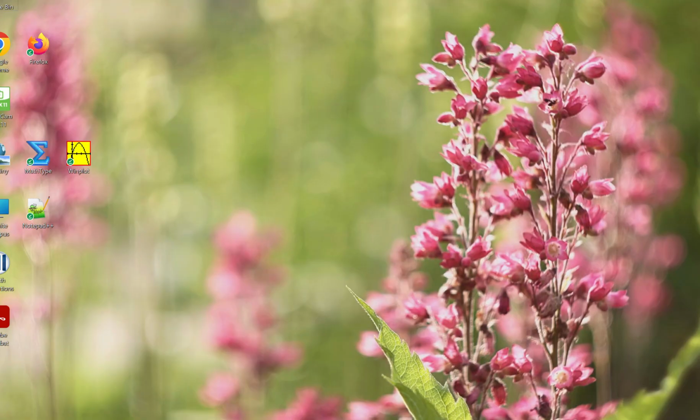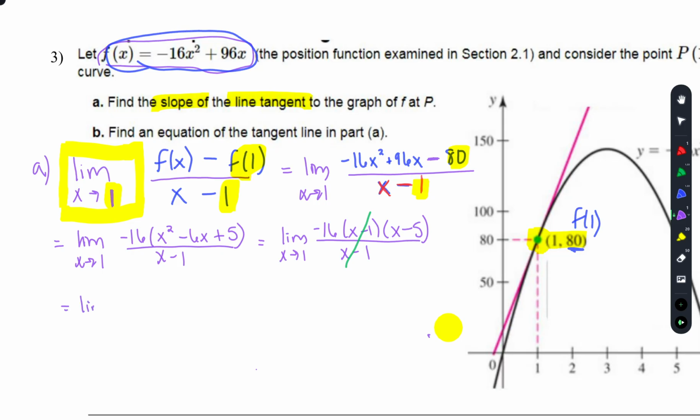And then now you're evaluating the limit as x approaches 1 of negative 16 times x minus 5. And now you can plug it in. So you're going to plug in a 1 into your x once you have it factored. So that was 64. So that's the slope of the tangent line, 64. When they ask you for the slope of a tangent line or a straight up slope, the answer is always going to be a number, because it's a slope number, right?